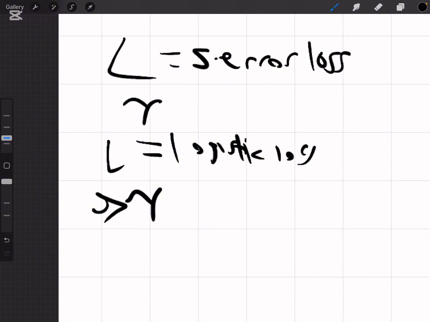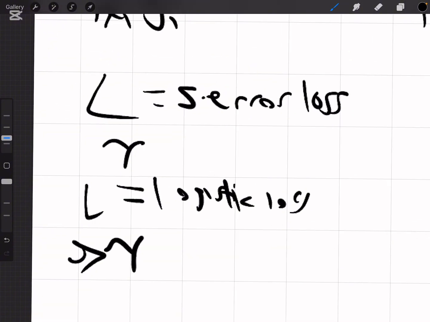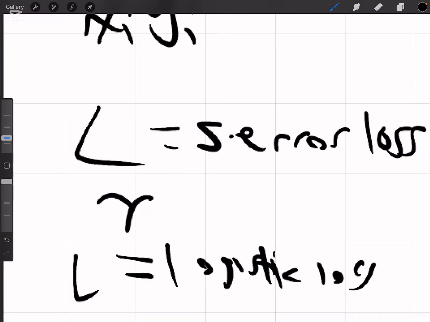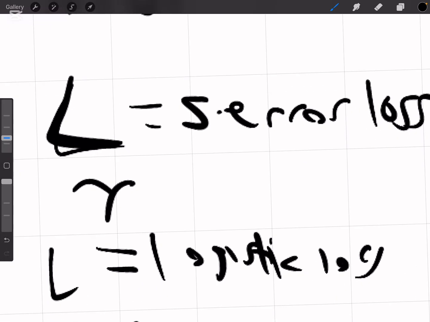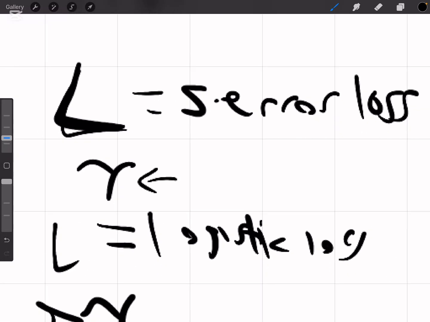So if L is the logistic loss, then gamma would be the log odds that minimize the deviance. So you kind of get what I mean here. You're defining your loss and then your gamma with respect to it.